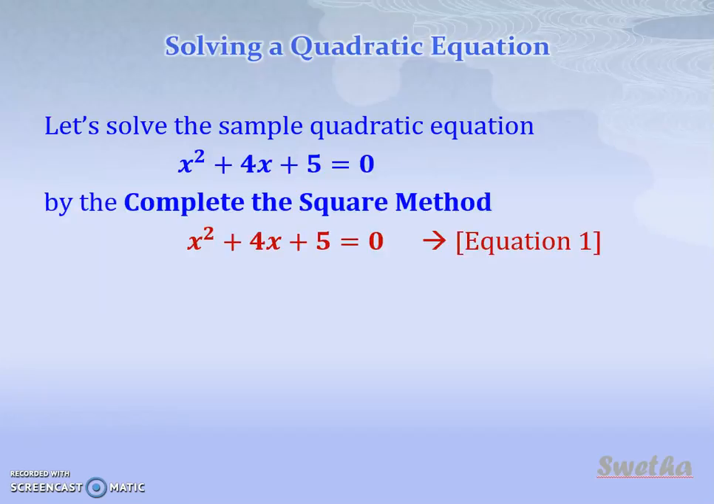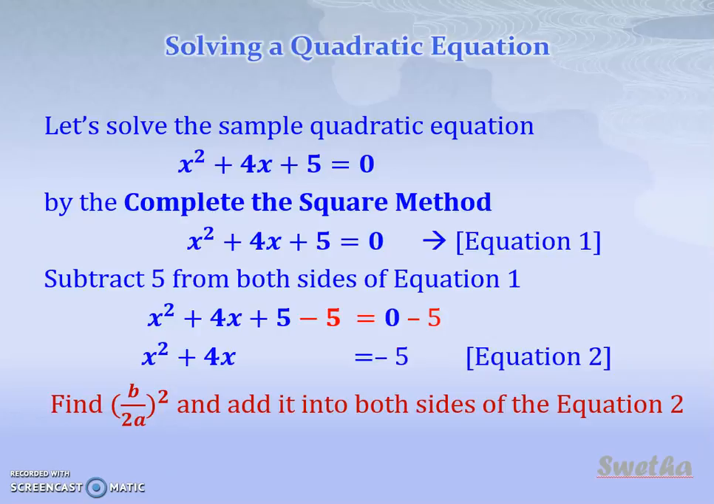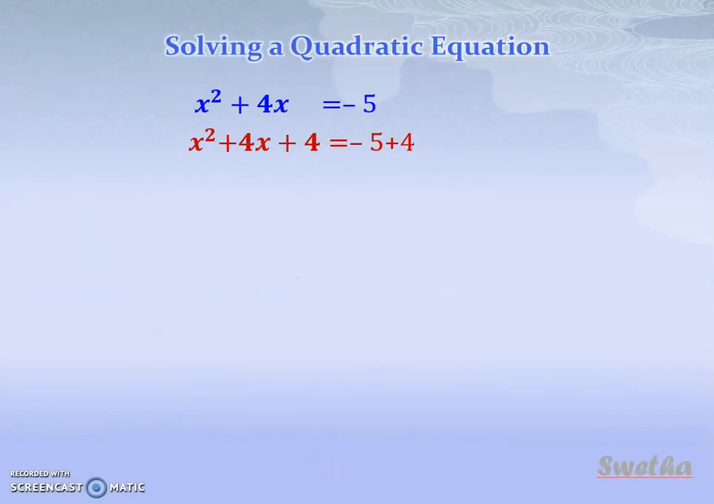We would do this first by making x squared plus 4x plus 5 equals 0 as the first equation, and we would subtract 5 from both sides of the equation, which would get us x squared plus 4x equals negative 5. Then we would find b over 2a, squared, and add it to both sides of equation 2. This would get us 4 over 2 times 1, squared, which would get us 4. We would add 4 to both sides of equation 2, and we would get x plus 2 squared is equal to negative 1.